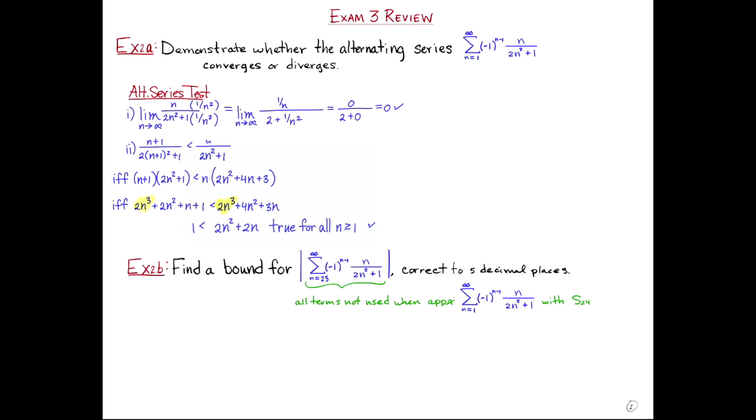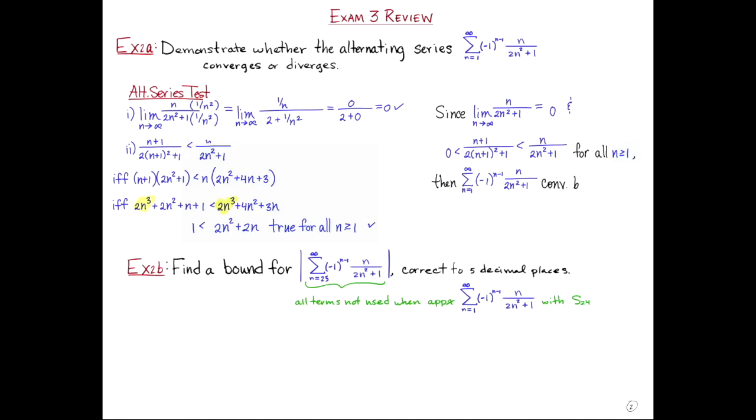Giving our conclusion, we have since the limit as n approaches infinity of n over 2n squared plus 1 is equal to 0, and 0 is less than (n plus 1) over 2 times (n plus 1) quantity squared plus 1, less than n over 2n squared plus 1 for all n greater than or equal to 1, then the sum from n equals 1 to infinity of negative 1 to the n minus 1 times n over 2n squared plus 1 converges by the alternating series test.